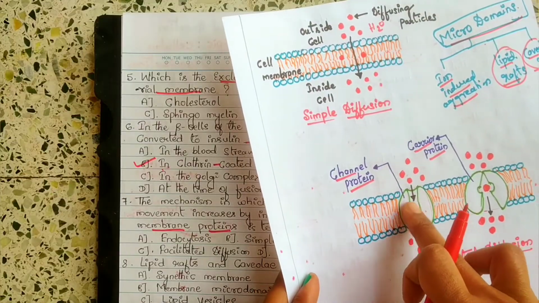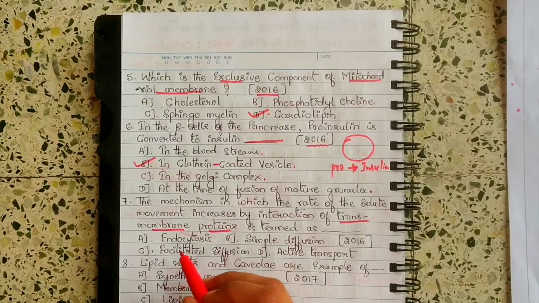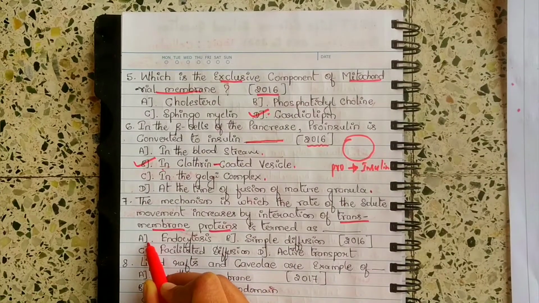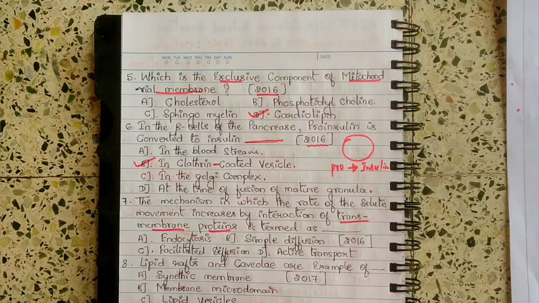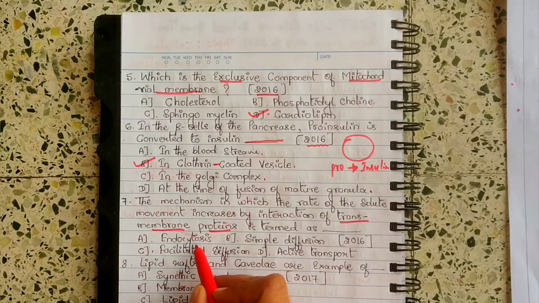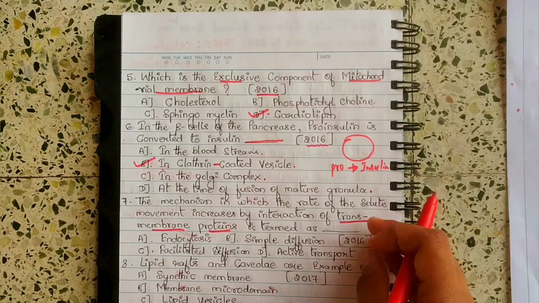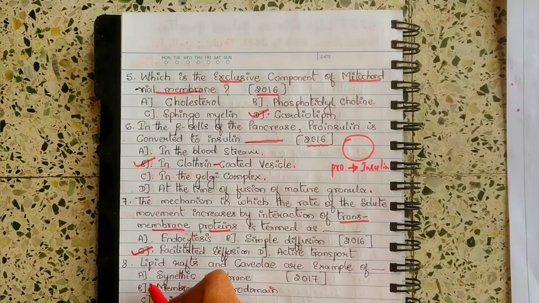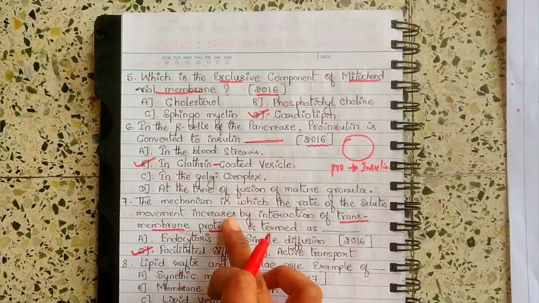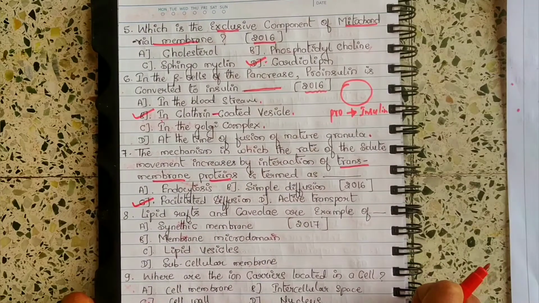What is this process called? Endocytosis is a totally different function, because endocytosis is the process by which cells take in substances from outside of the cell by engulfing them in a vesicle. Simple diffusion I just explained. Active transport is also not correct. So option C is the correct answer, facilitated diffusion. This is actually the definition of facilitated diffusion. Now let us move on to the next one.